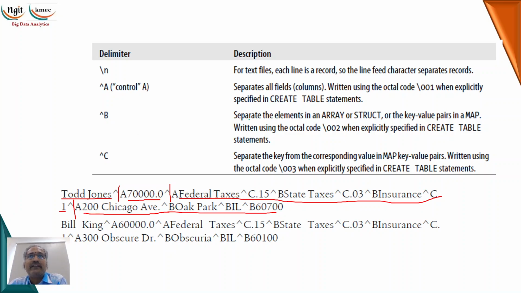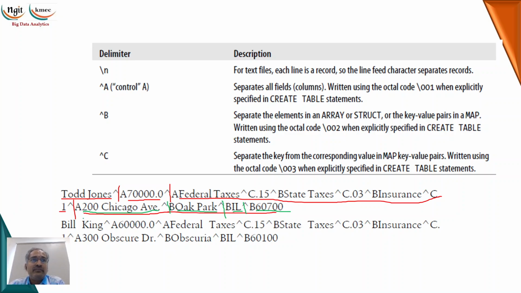Cap B means, what is the cap B? It separates the array elements. Array elements are struct elements. So see here is the cap B. So there is one cap B, and there is another cap B, there is another cap B. So that here, this is one element of struct. This is another element of the struct. This is another element of the struct. This is another element of the struct.